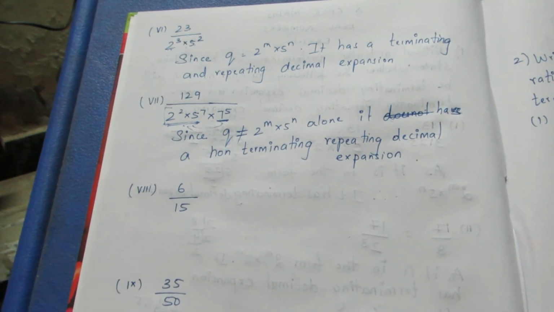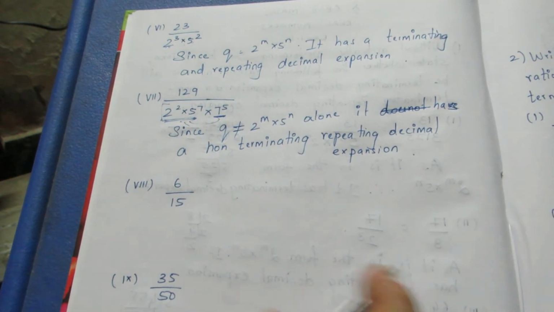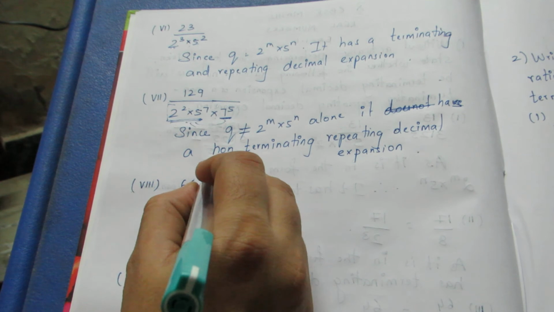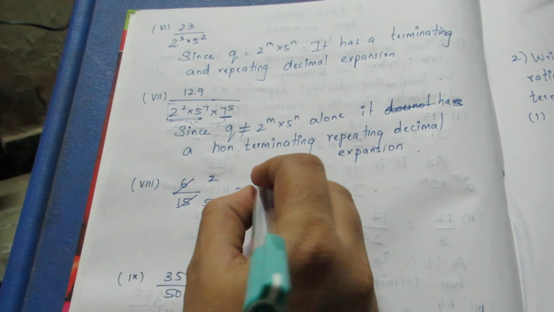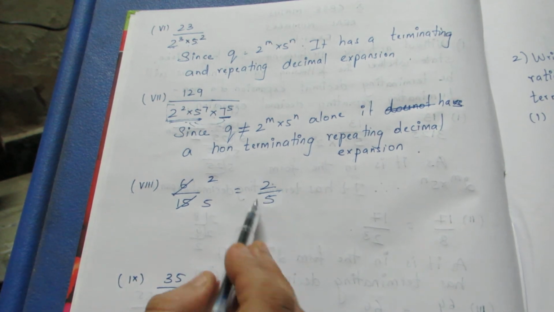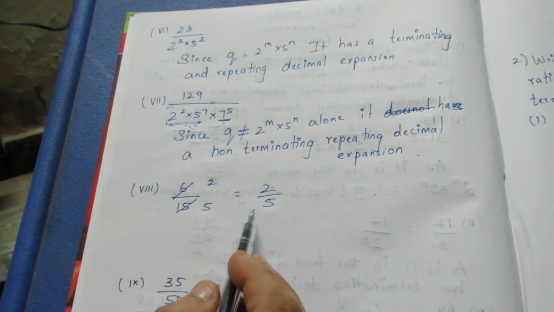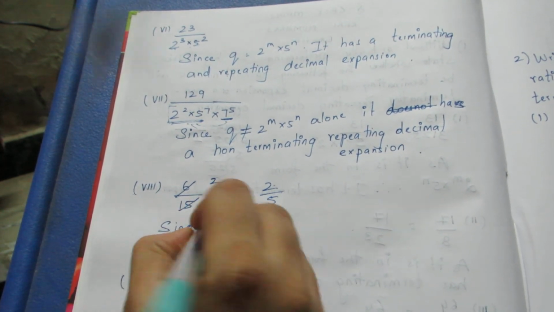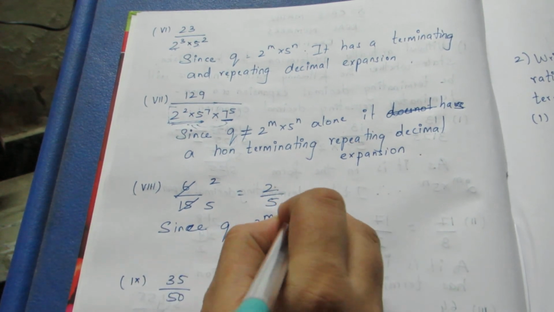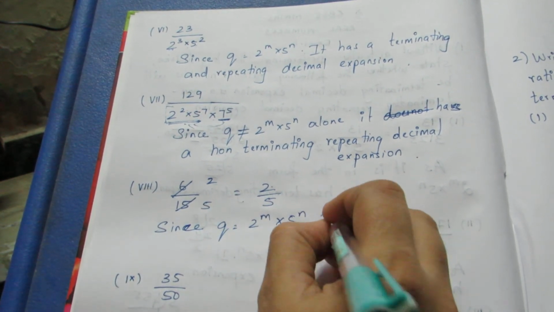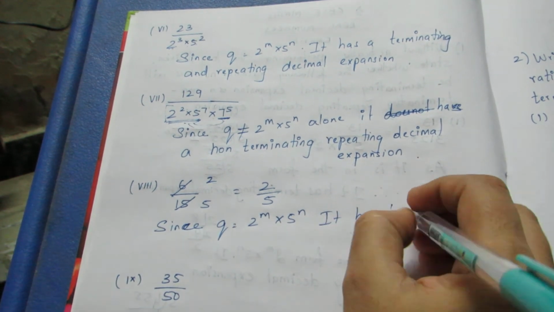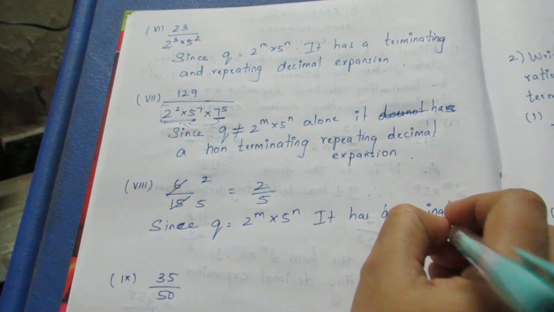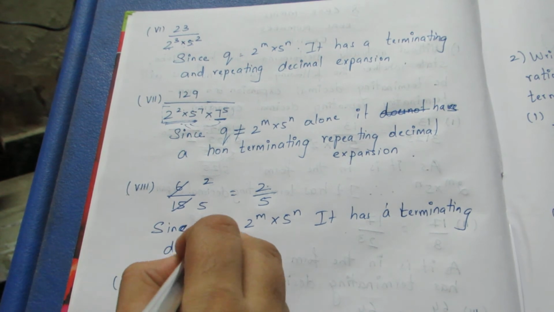We'll move on to the next one. The eighth one is 6 by 15, we can cancel this further, so I am cancelling with 3. 3 2s are 6, 3 5s are 15. This can be written as 2 by 5. The denominator over here is 5, so it has a terminating decimal expansion. Since q is equal to 2 power m into 5 power n, it has a terminating decimal expansion.